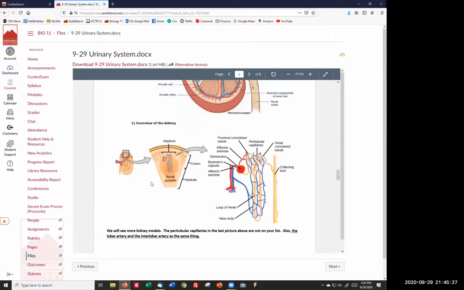Charlie, could I ask really quick, where does the kidney stones form? They usually form in the renal medulla, the pyramids.